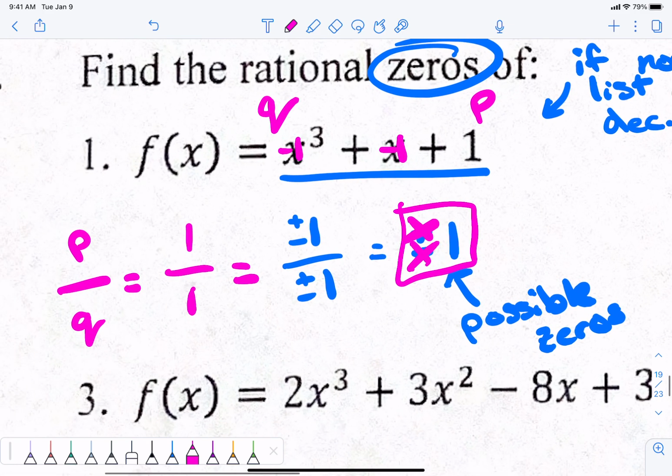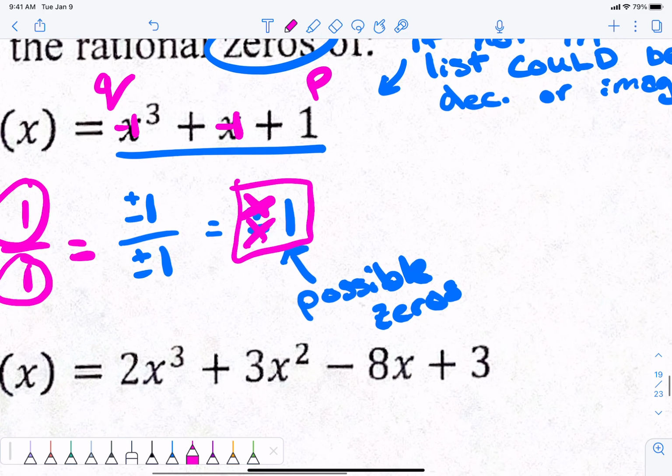Because we're looking at factors. So P is 1 and Q is 1, so we're looking at factors of 1. Our positive and negative 1. We have to do plus and minus for each one. So what the heck? We don't have 1 or -1, right?